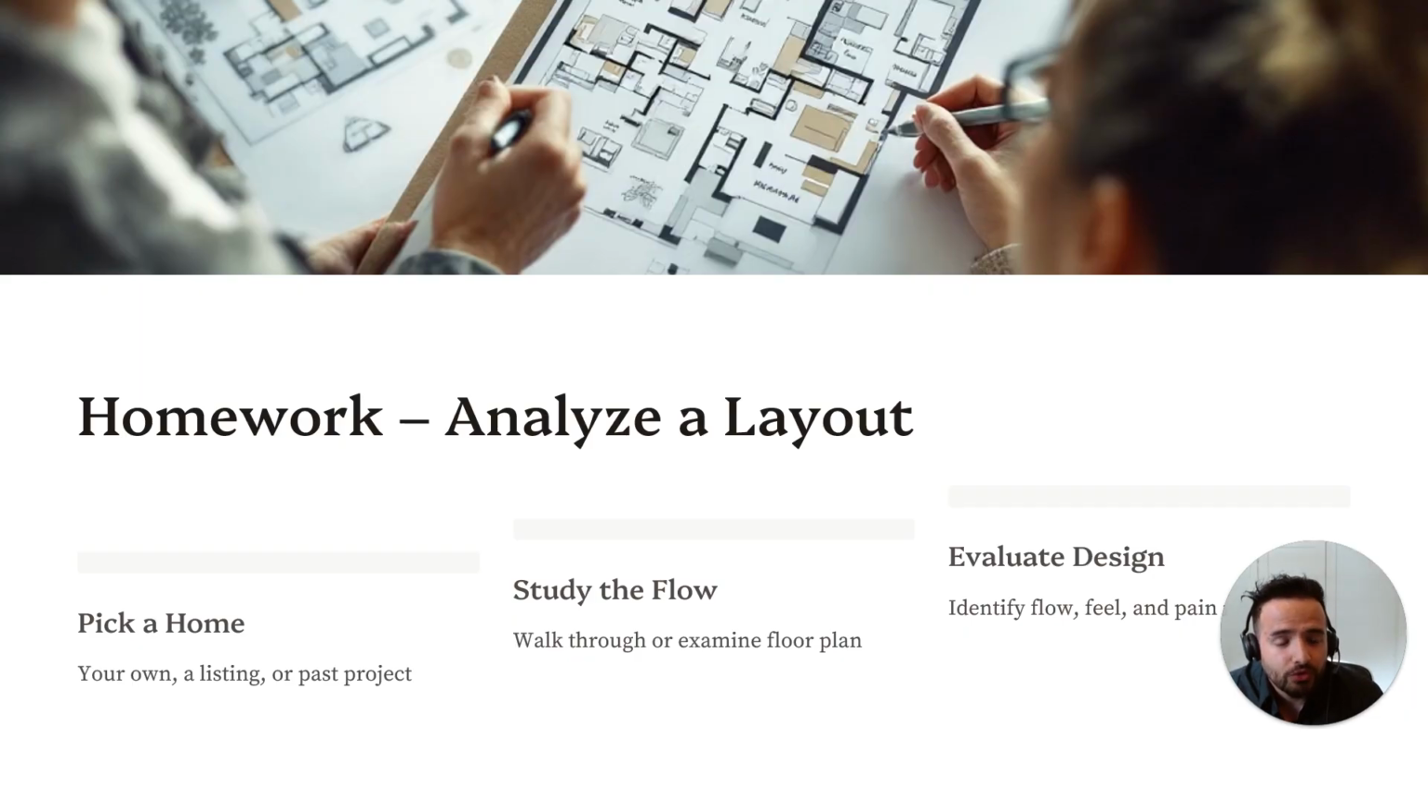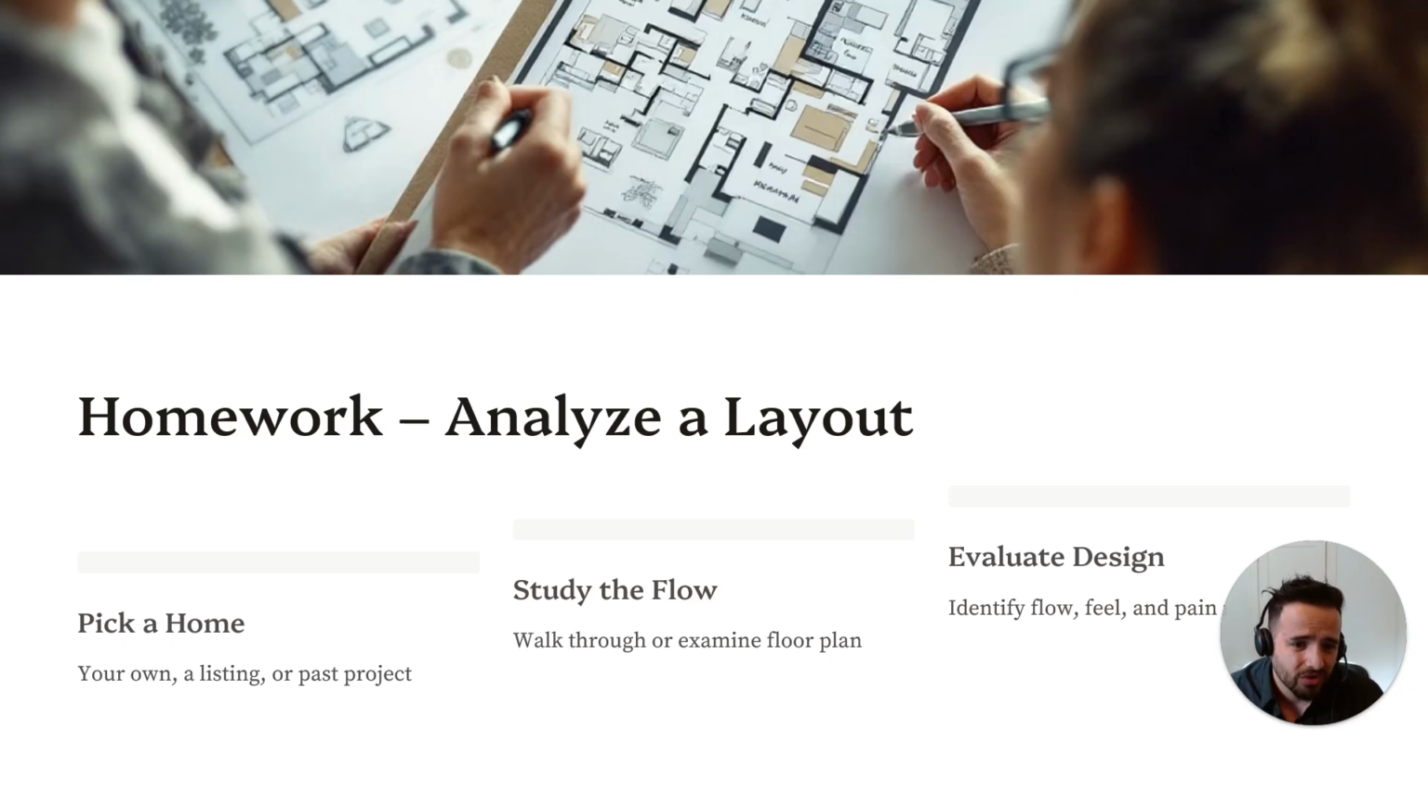Now, to wrap up today's session and put everything we have discussed into practice, I have some homework for you guys. First, pick a home. It could be your own, a listing, or a past project you have worked on.